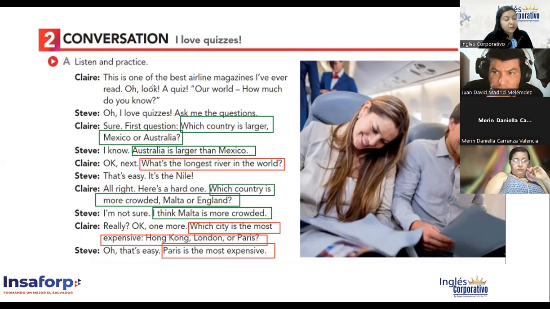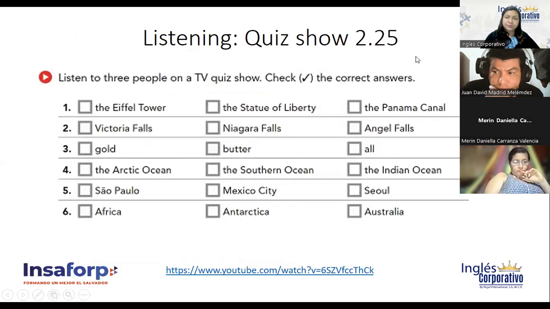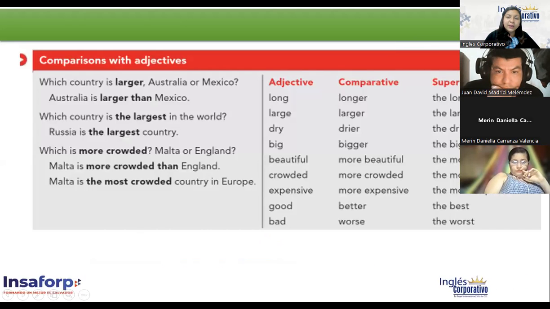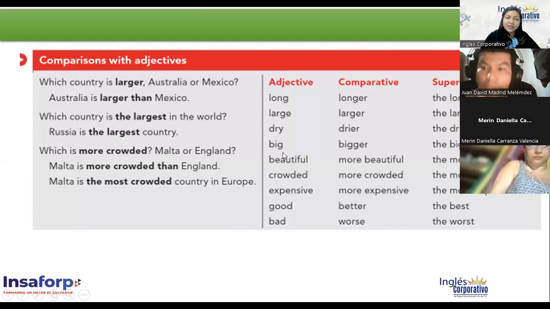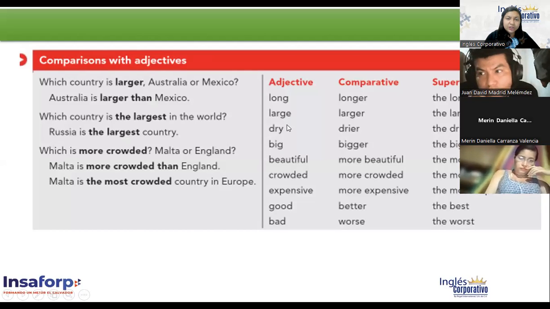Now let's look at the rules. We are going to study the rules. Okay. So we have here the adjectives. We have long, large, dry, big, beautiful, crowded, expensive, good, and bad. Okay, each of these adjectives represents one rule.